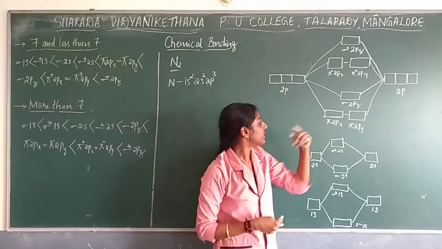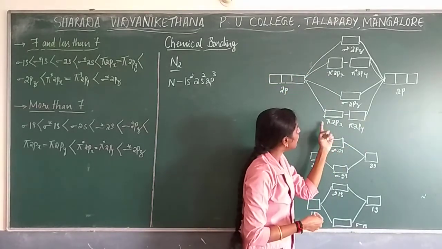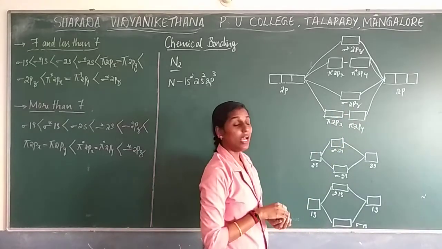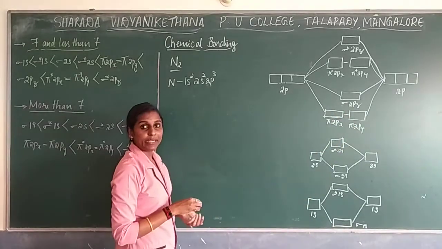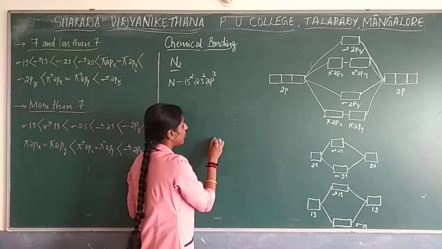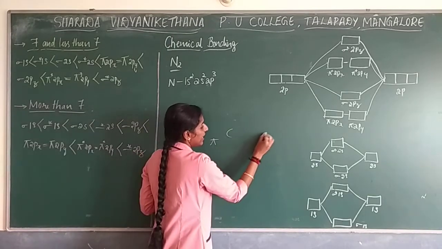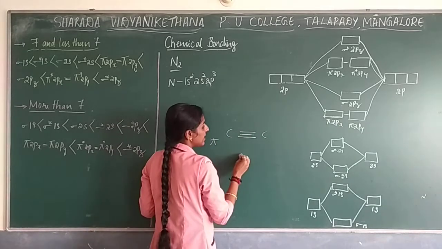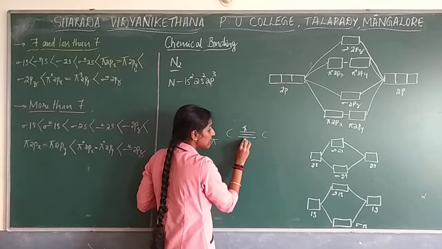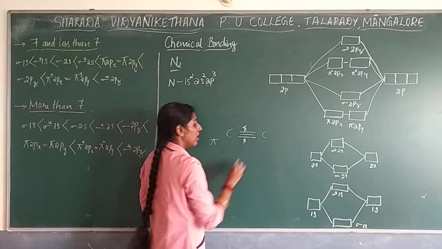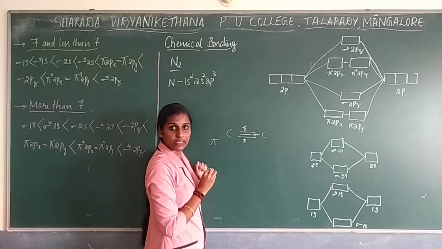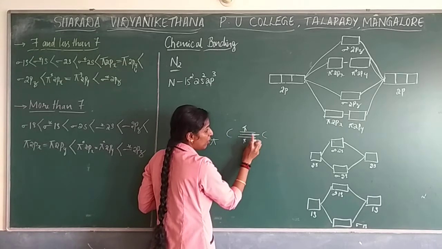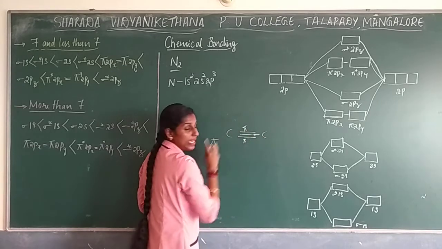Now you may wonder why for x and y I have given pi, and for z I have given sigma. You have studied in DBT while drawing pi orbital formation that if a triple bond is present, maximum it can have 2 pi bonds. So one will always be sigma. Two bonds can be pi and one will be sigma.